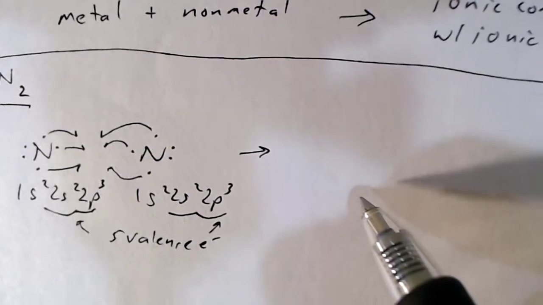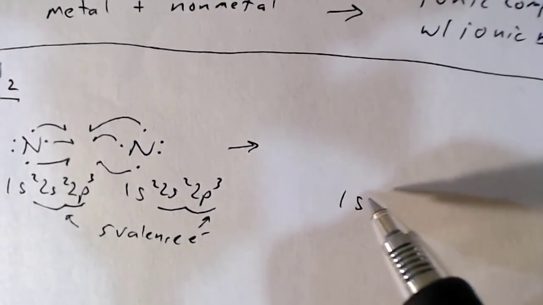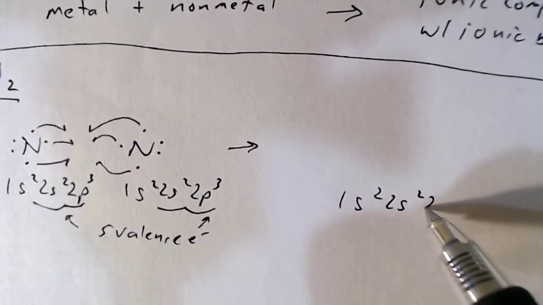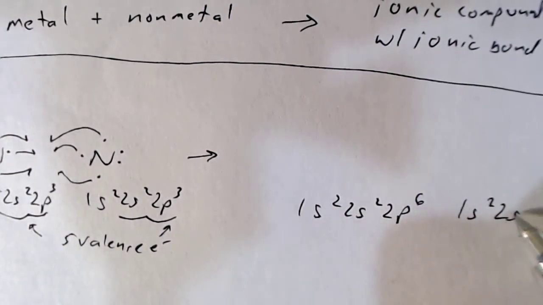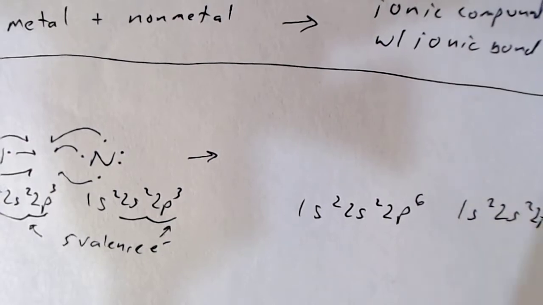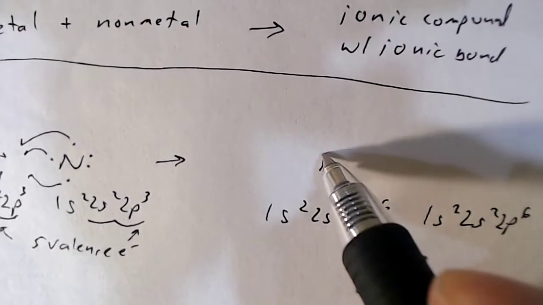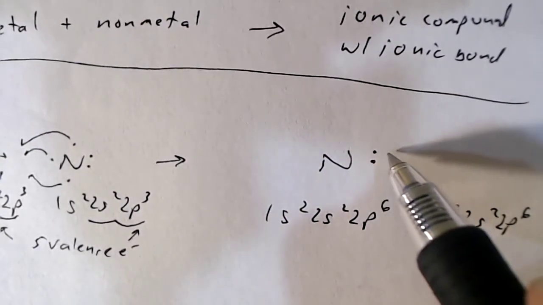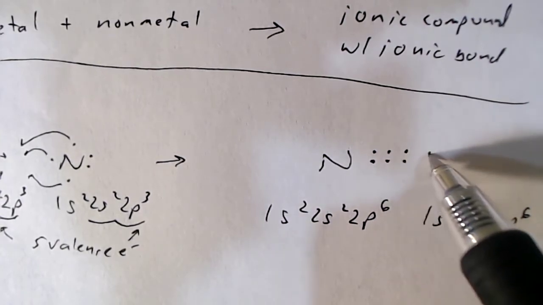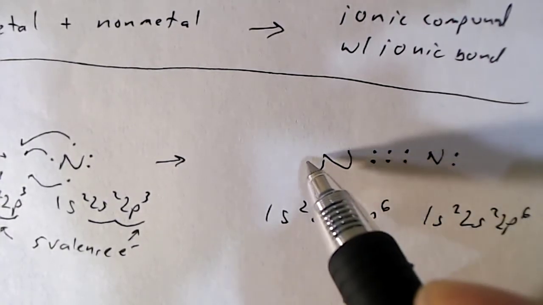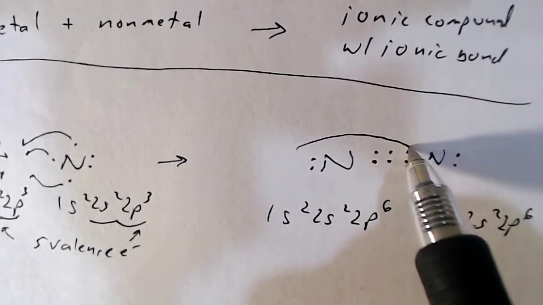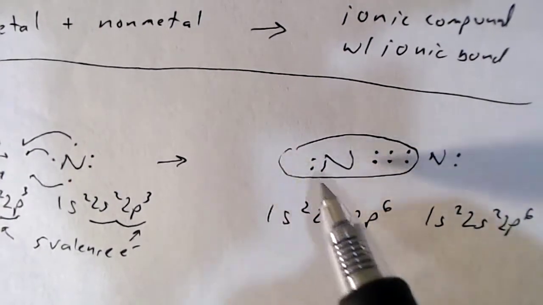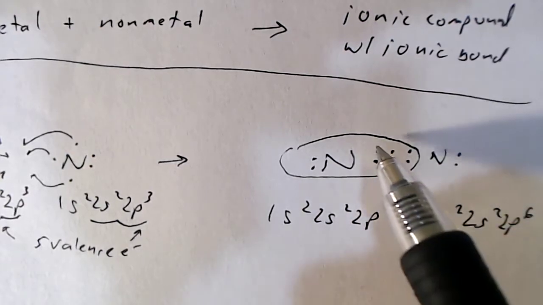Each of these will soon have 3 more electrons in their principal energy levels. Each of these, having electrons being shared, will now have 8 valence electrons around them.